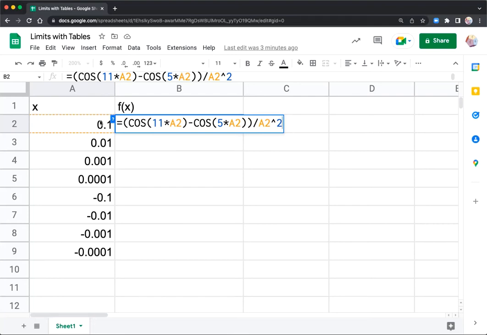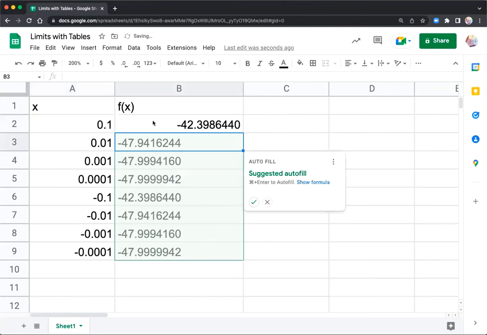And now I'm going to hit enter on my keyboard. And well, what is in column B, row 2? It's the value of my function when x is 0.1. Notice that this software is super fancy. It's actually anticipating what I want to do. It's asking me to accept this suggested autofill. So I can just click this green check mark and say, yes, I do want to accept it. Or if you had something else in mind, you could reject it.